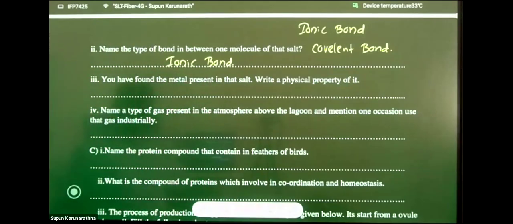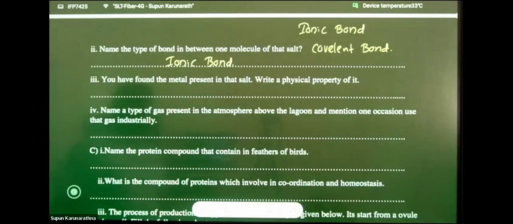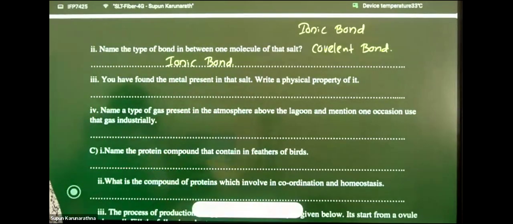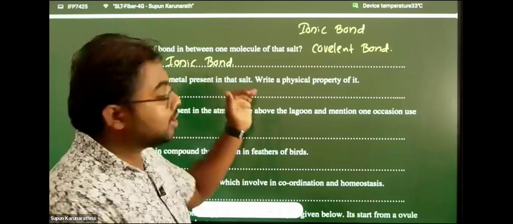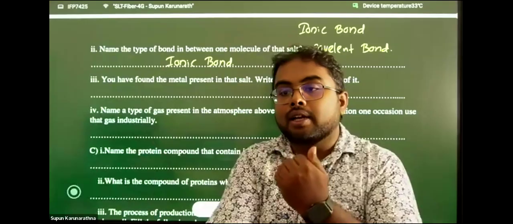Next: you have found the metal present in that salt. Write a physical property of it. It is asking about the metal present in that salt, right? What are the physical properties of it? What is the metal in sodium chloride? The metal is sodium.